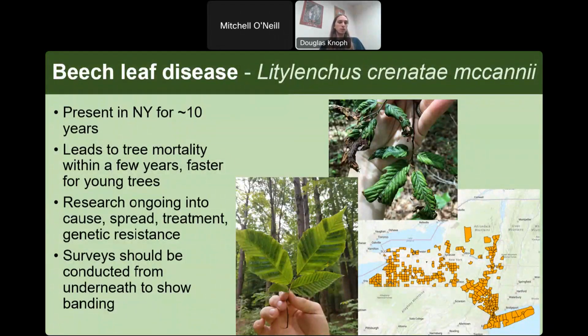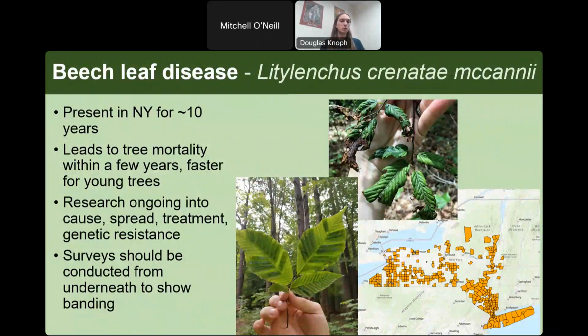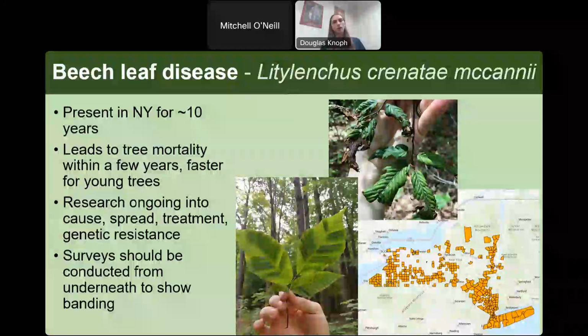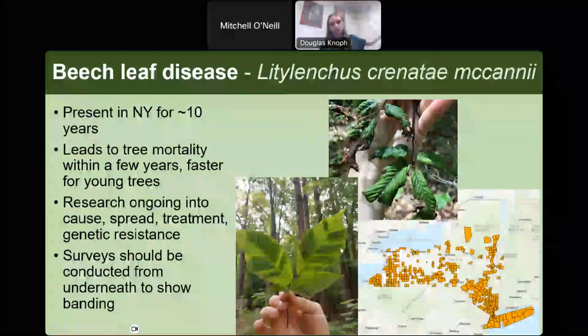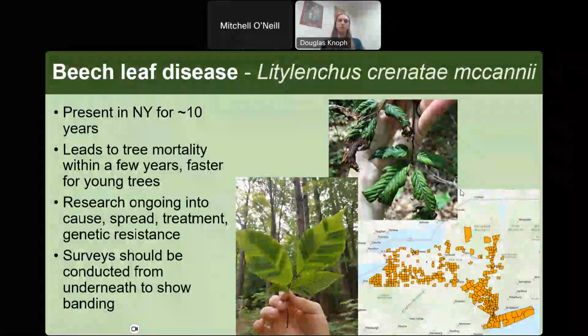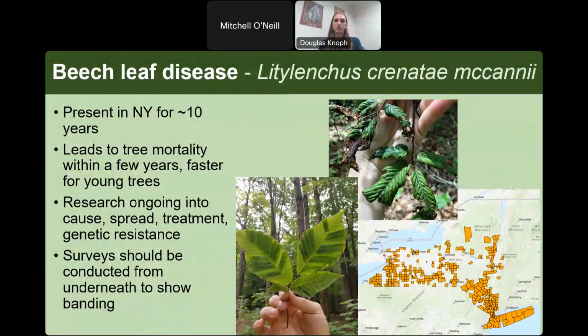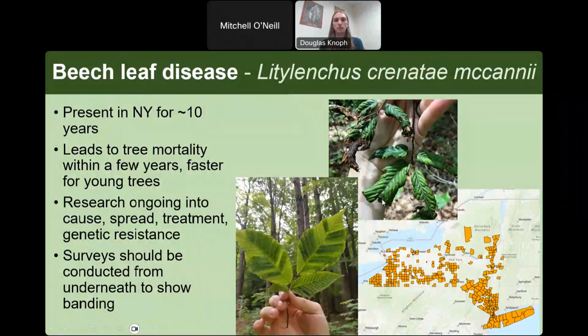So if you're going to be surveying for this species, the best way to do it, like I mentioned, is to be directly underneath a beech tree on a sunny day and looking up through the canopy, where you can photograph those dark bands on the underside of the leaves. If you're photographing at the top of the leaf, it can't be 100% confirmed if you're looking at the photos, as there are several other things that could cause beech leaves to become deformed like this.